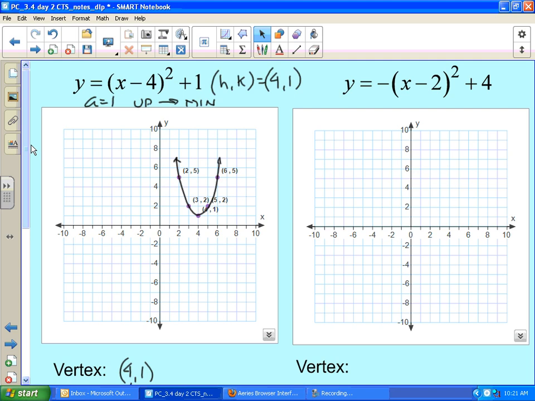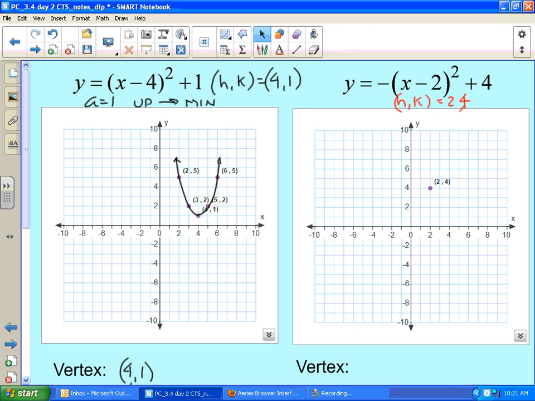All right. What's this one doing? Let's just talk through this one together, shall we? Where am I starting? Where's my vertex on that second graph? (2, 4). So I have a (2, 4) for (h, k). Okay, so there's my graph. I have (2, 4).